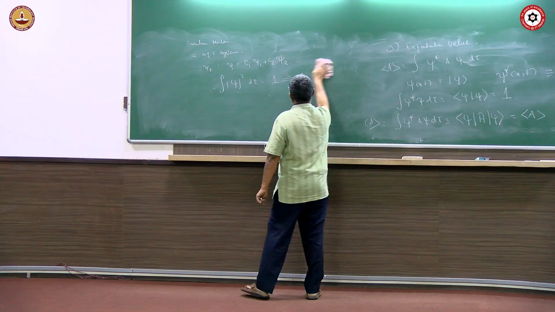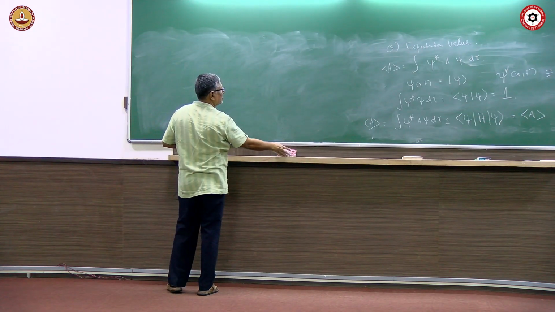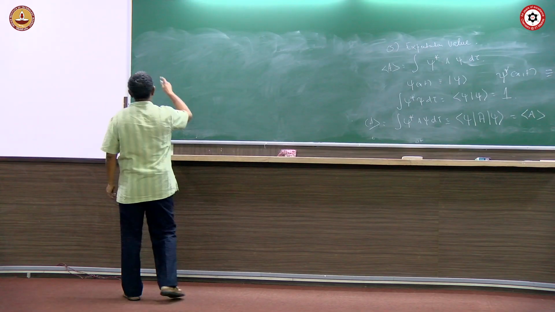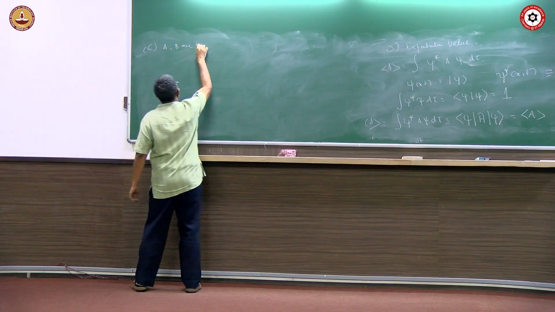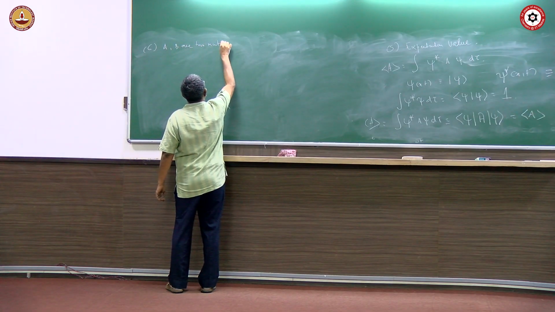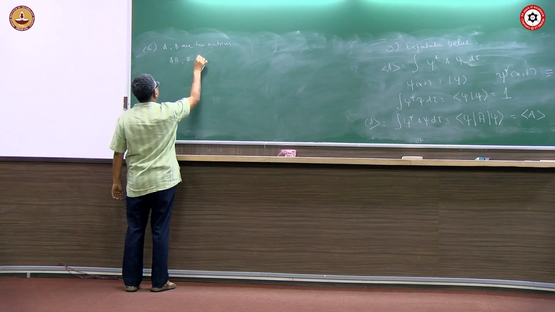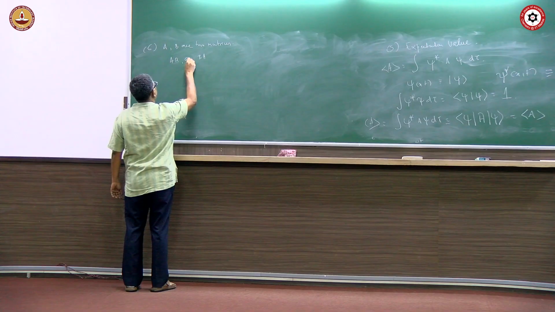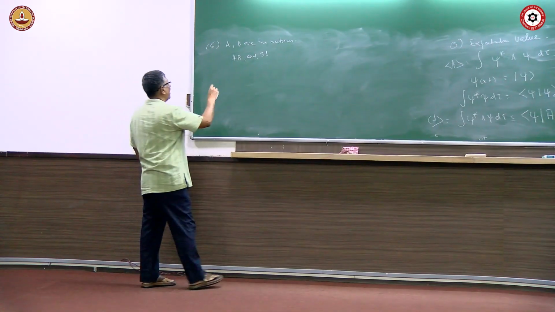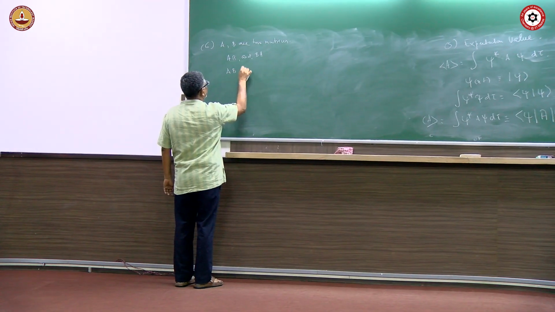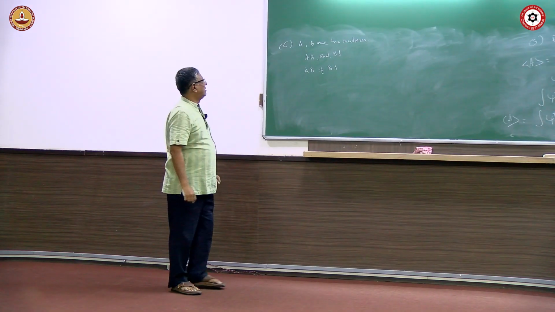What is the next point that I discussed? The other point that I have discussed is, A and B are two matrices. Then I asked you to work out the products AB and BA. We have worked out these products and we found that AB is not equal to BA.